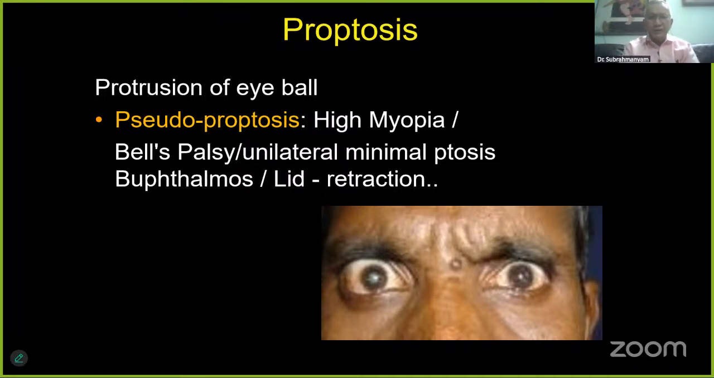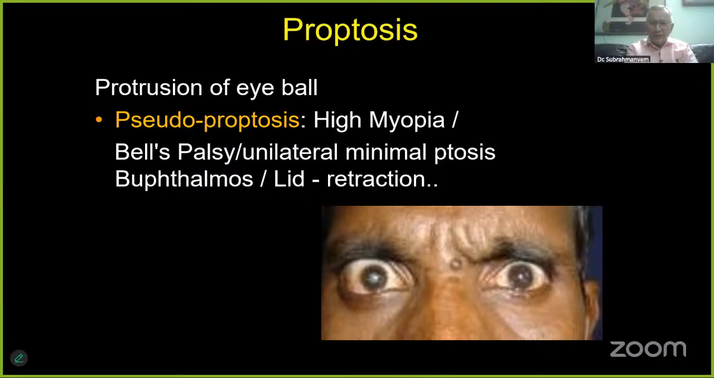What is proptosis? Proptosis is protrusion of the eyeball. Just like there is ptosis, there is another thing called pseudoptosis, and for proptosis, we would like to exclude pseudoproptosis. High myopia, axial myopia, usually congenital myopia, which is usually unilateral. The eyeball is longer, bigger, and it protrudes out and can present as a pseudoproptosis. It's fairly common.